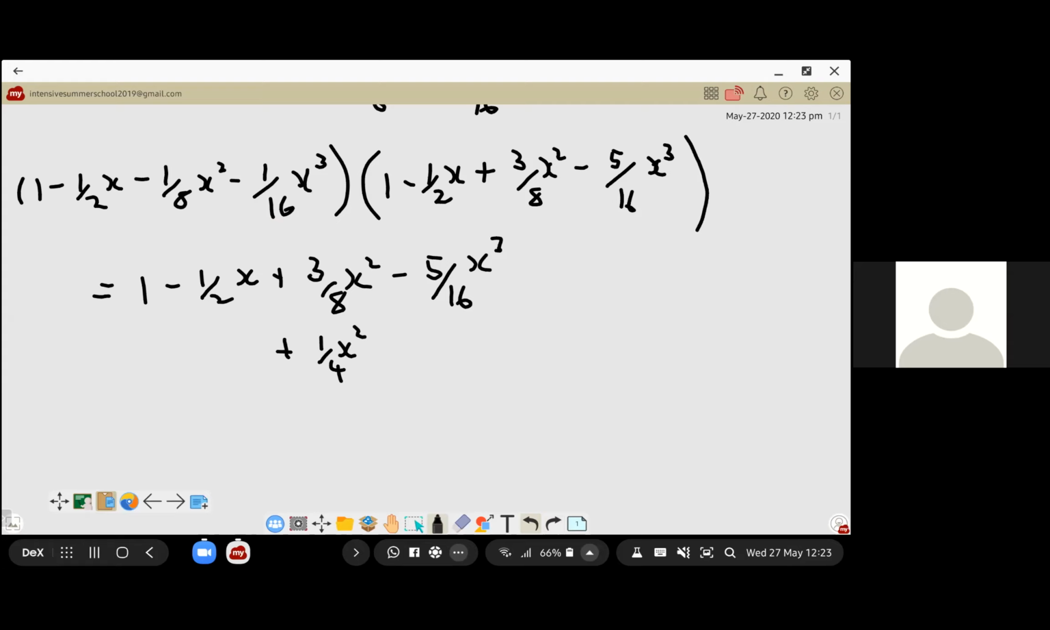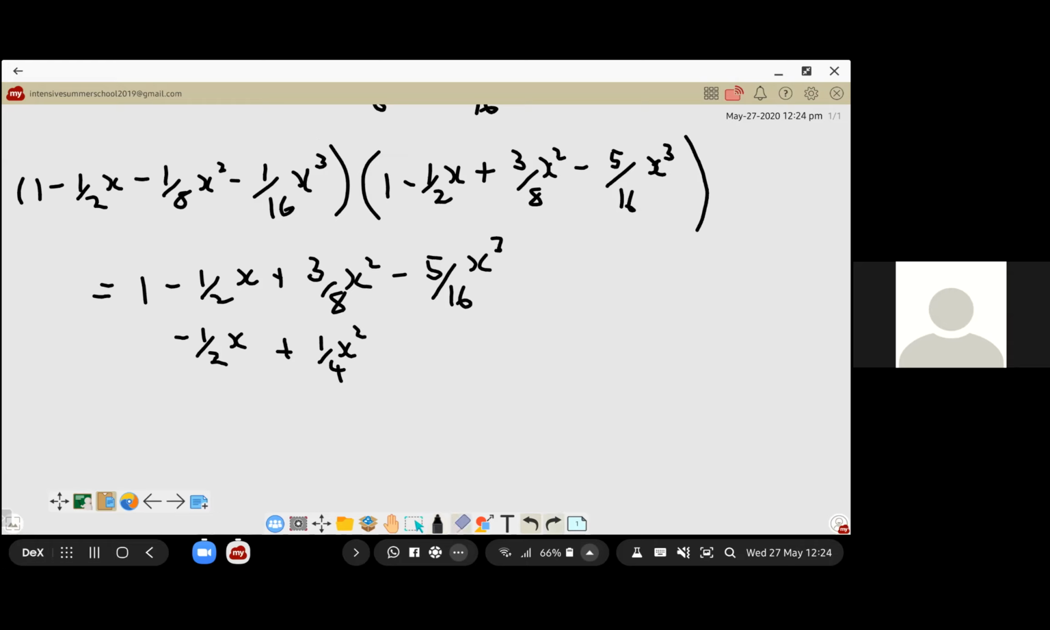No, we have to multiply by 1 first. Negative half times 1. We forgot that one. So it's going to give us what? Negative half x. We forgot that one. Are you okay? Yes, sir. So we've done negative half times 1. We've done negative half times negative half. So we'll go to the next one.